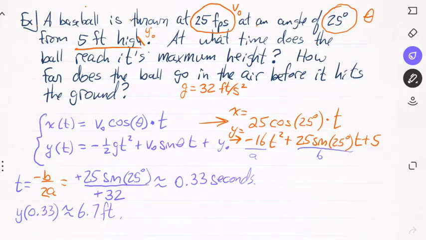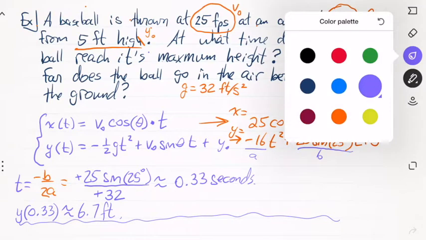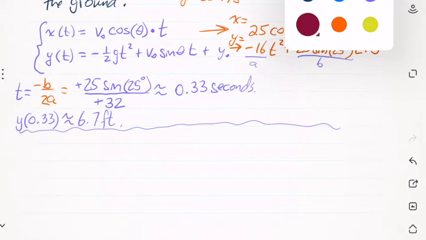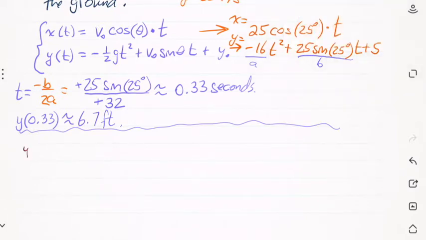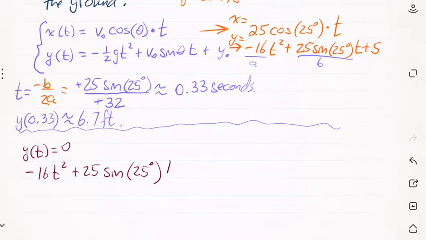The second question says, how far does the ball go in the air before it hits the ground? Well, if it's going to hit the ground, then y of t is going to have to equal 0, because the height off the ground would then be 0. So y of t is equal to 0, and we would have to solve negative 16 t squared plus 25 sine of 25 degrees t plus 5 is equal to 0.